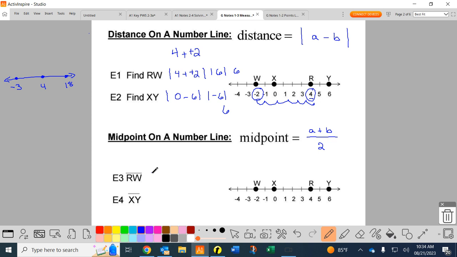If we're dealing with R and W, what are the 2 numbers? 4 and negative 2. This formula has a plus in it. That's a different thing. It's plus, so it's 4 plus negative 2 divided by 2. What's 4 plus negative 2? 2. Over 2, and 2 over 2 is 1. The midpoint would be 1. It would be right here in the middle, in the middle between them.